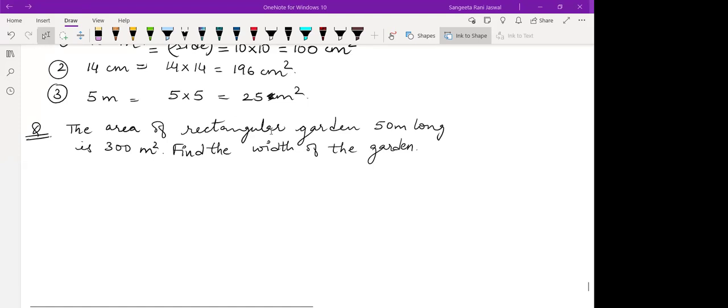Okay. Now see the area of a rectangular garden, 50 meter long. Now what is 50 meter here? Let me ask Trilokya. What is 50 meter here? Length, ma'am. Very good. So that means the length of the rectangular garden is given to you. Length of garden is given 50 meters. Now, what is the next thing given, Harshit? Yes, Harshit.